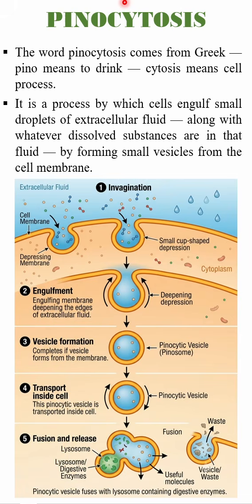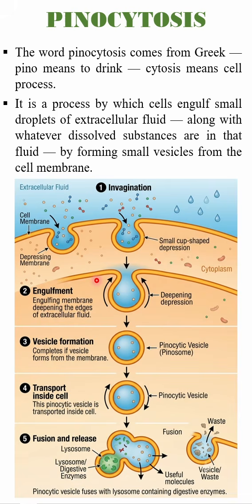The first process is invagination. In this invagination, first look at the cell membrane. It starts to bend inward and forms a small cup-shaped depression. Think of it like pressing your thumb into a soft balloon. The membrane is creating a small pocket to collect the fluid outside the cell.